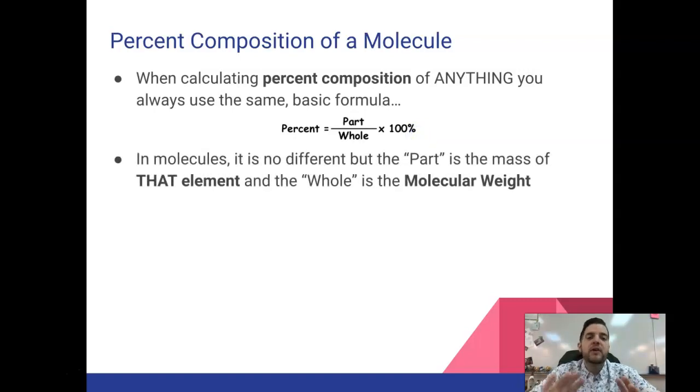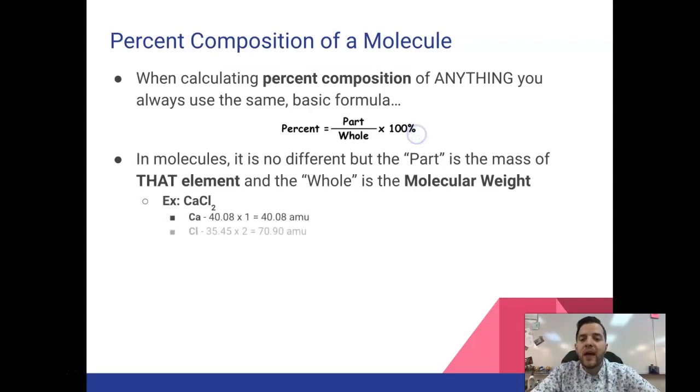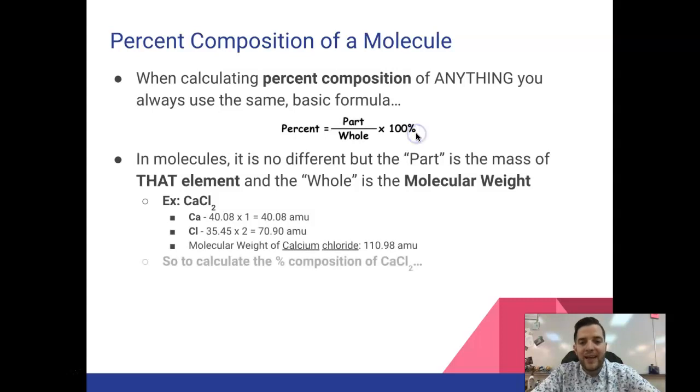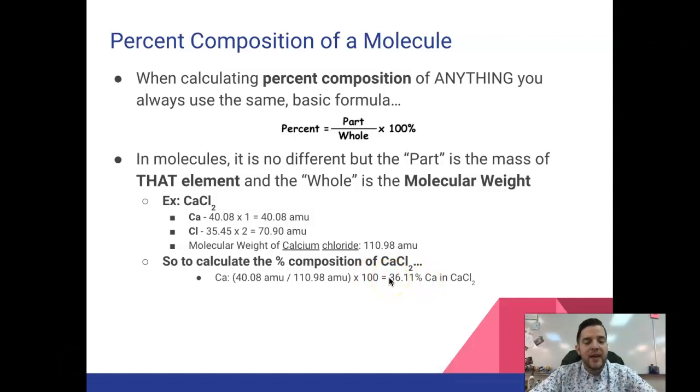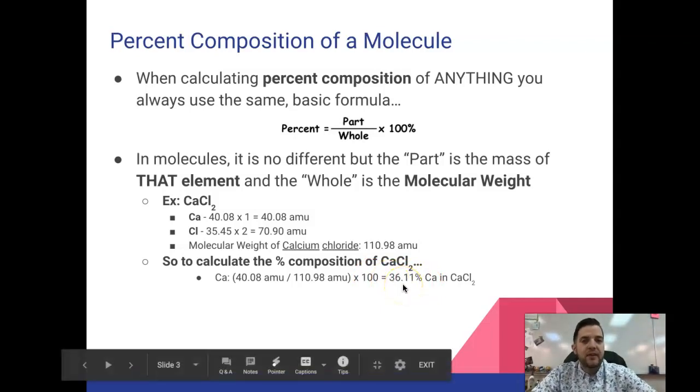The part in this formula for calculating percent composition is the mass of that particular element, or the mass made up by that element. The whole is the entire molecular weight. So again, using the example of calcium chloride, the entire molecular weight is 110.98. If we wanted to figure out the percent composition of each element, we would say, if the total is 110.98, calcium makes up 40.08 of that. That's the part. So the part divided by the whole times 100 tells us that of the entire molecule of calcium chloride, CaCl2, about 36% of it is calcium.